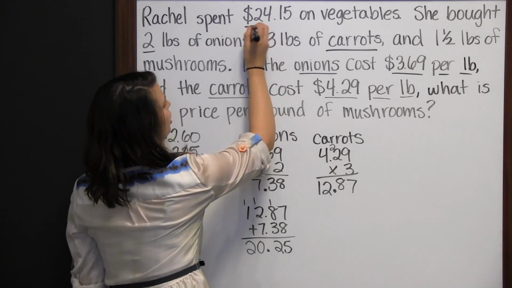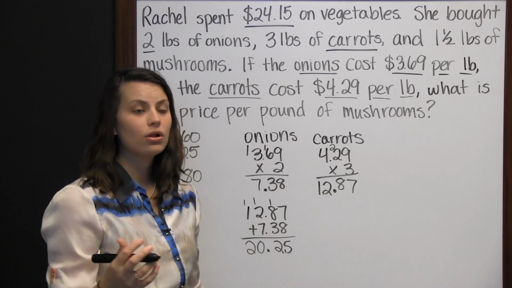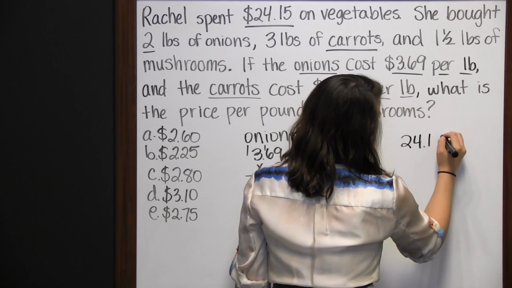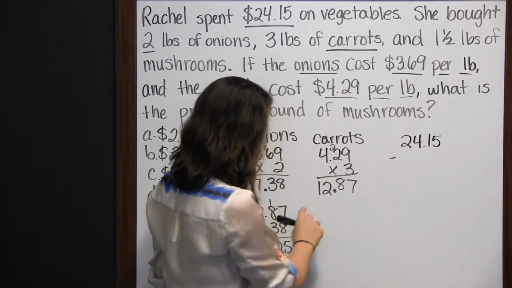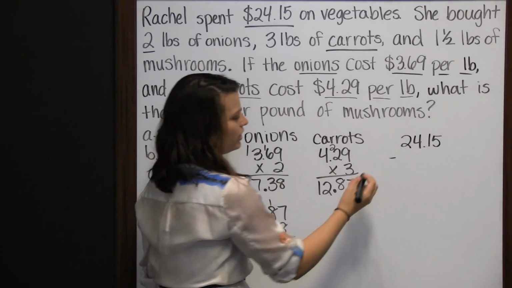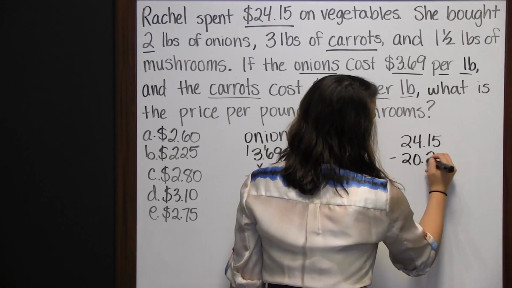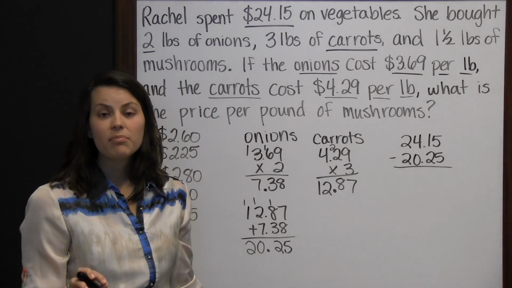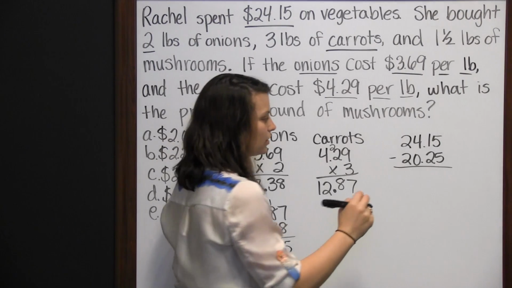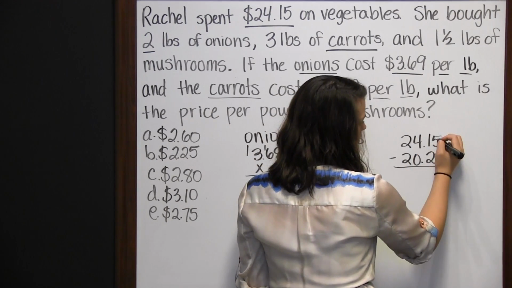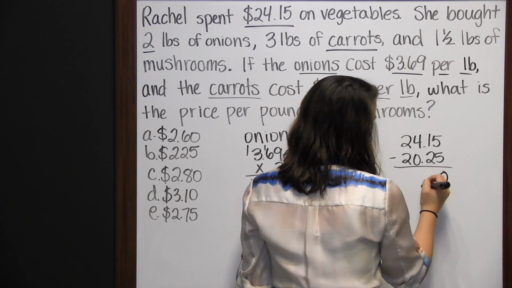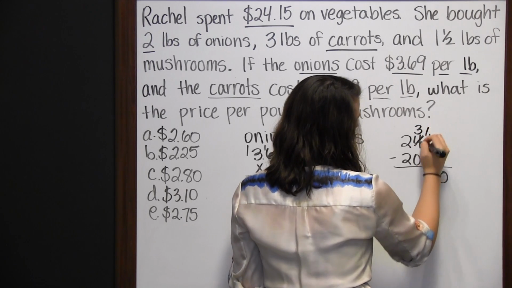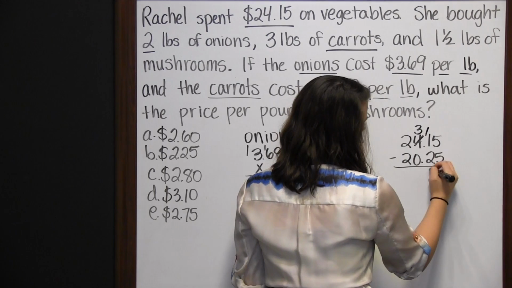Since I know her total spent on all of the vegetables is $24.15, I can take that total and subtract $20.25, which was spent on onions and carrots, and what I'll have is the amount of money she spent on the mushrooms. So again, we line up our decimals. 5 minus 5 is 0. I can't take 2 from 1, so I borrow from the 4. It becomes a 3. Then I have 11 minus 2, which is 9.